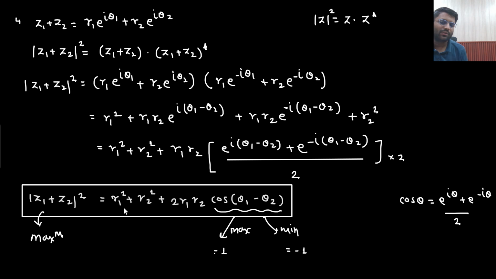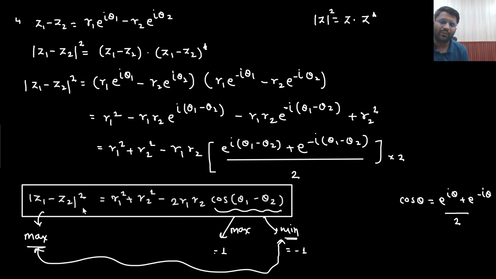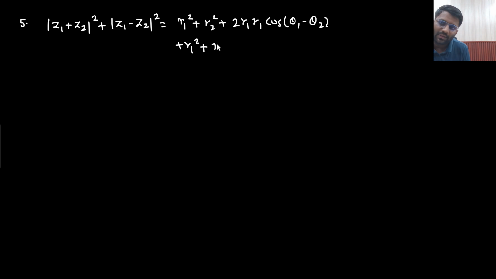Magnitude of Z1 plus Z2 whole square is R1 square plus R2 square plus 2 R1 R2 cos(theta 1 minus theta 2). And what is the value we get here? R1 square plus R2 square minus 2 R1 R2 cos(theta 1 minus theta 2). So what am I getting here? R1 square plus R2 square plus 2 R1 R2 cos(theta 1 minus theta 2) plus R1 square plus R2 square minus 2 R1 R2 cos(theta 1 minus theta 2). This and this will get cancelled out, leaving 2 R1 square plus 2 R2 square.